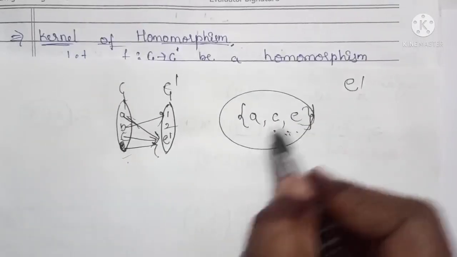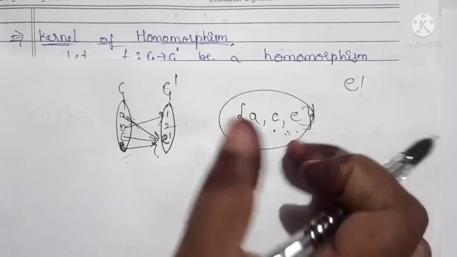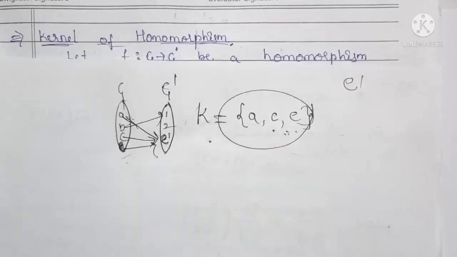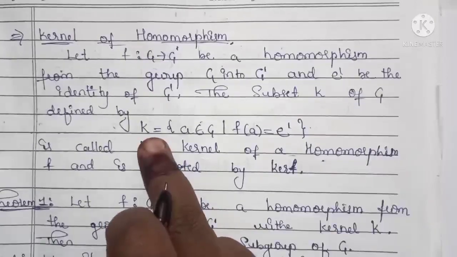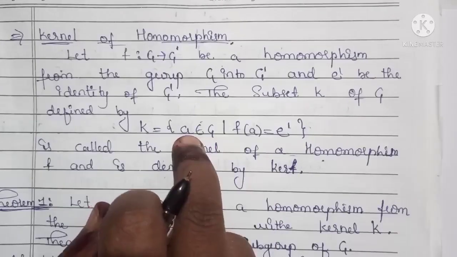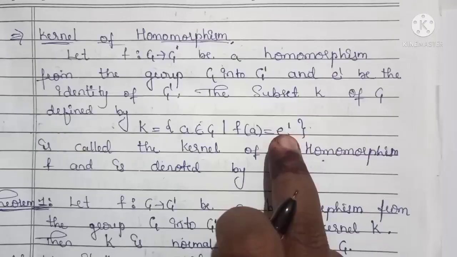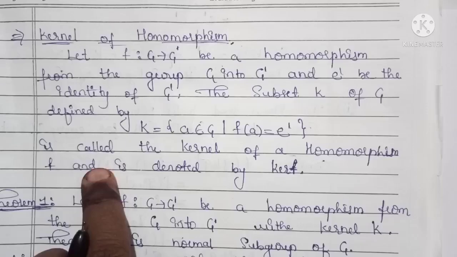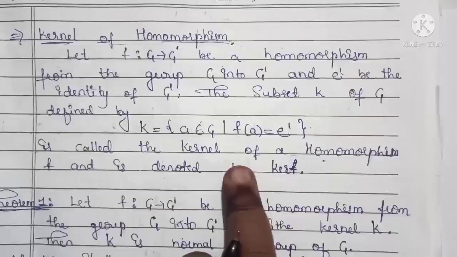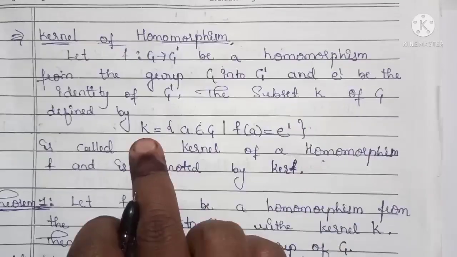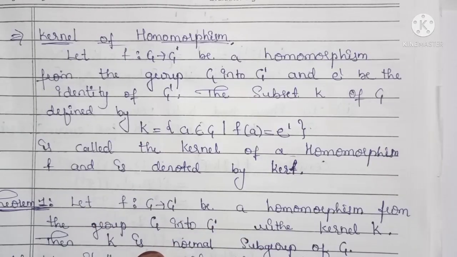So these are the elements which map to e dash, and the collection of all these elements is called kernel K. So here you can observe that K is the collection of all those elements a belonging to G such that f of a, that is the image of those elements, equals the identity element in G dash, that is e dash. This type of collection of elements is called the kernel of homomorphism and is denoted by kernel f, also by capital K.